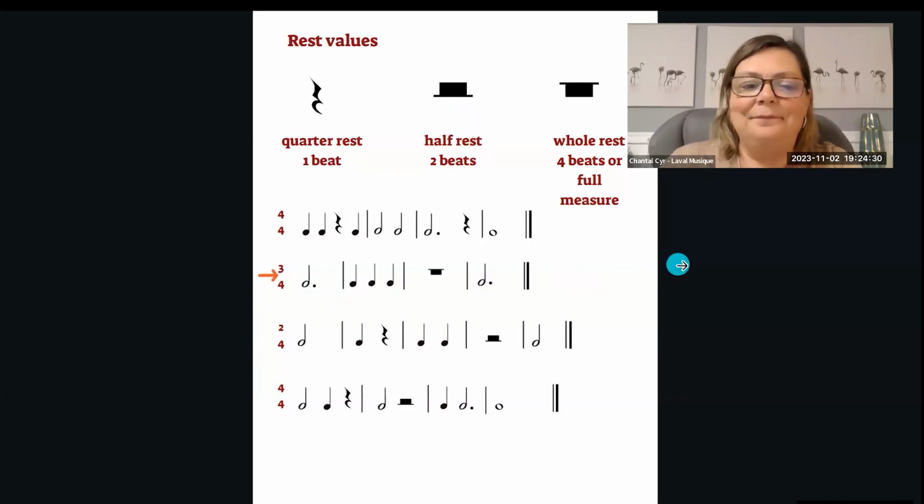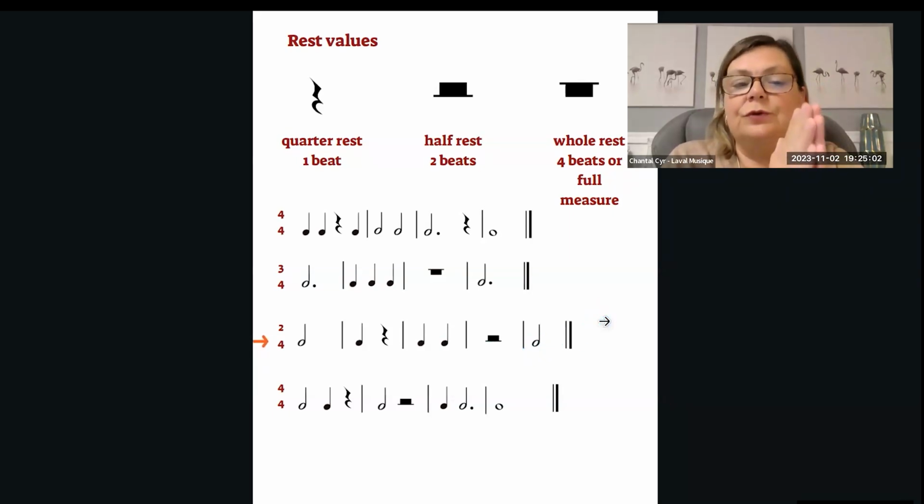Let's try the third line. Here we go with the third line. In the third line, the top number is a 2. That means that we're going to count to 2 before we start, and that each bar, or measure, which is the proper word, is going to have 2 beats. So half note is 2 beats, quarter note is 1, quarter rest is 1, 1, 2, half rest 1, 2, and half note 1, 2. So let's give that a try.